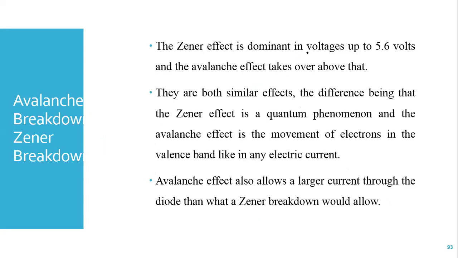So the Zener effect is dominant in voltages up to 5.6 volts, and the avalanche effect takes over above it. They are both similar effects. The difference is that the Zener effect is a quantum phenomenon, and the avalanche effect is the movement of electrons in the valence band like in any electric current.